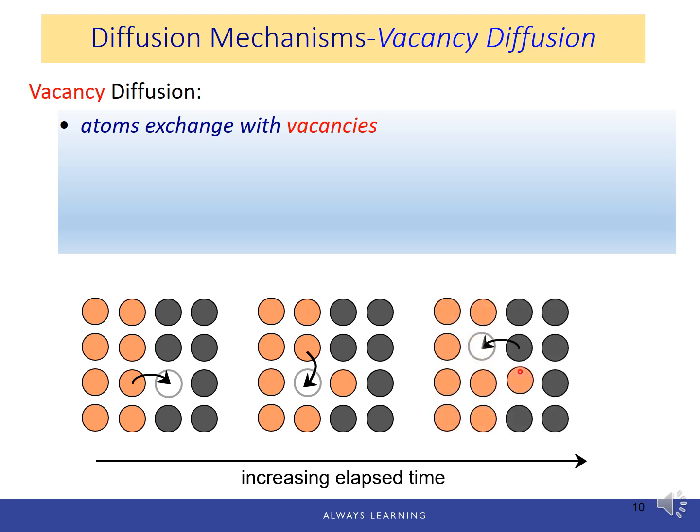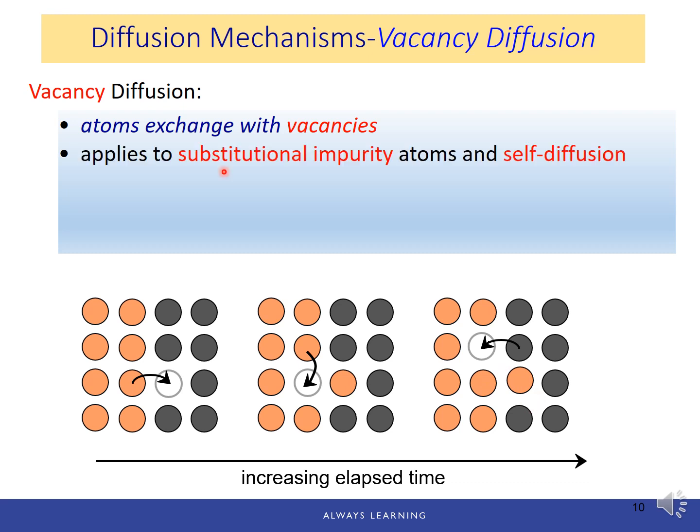Because diffusing atoms and vacancies exchange positions, the diffusion of atoms in one direction corresponds to the motion of vacancies in the opposite direction. And both substitutional impurity atoms and self-diffusion occur by this mechanism, vacancy diffusion.